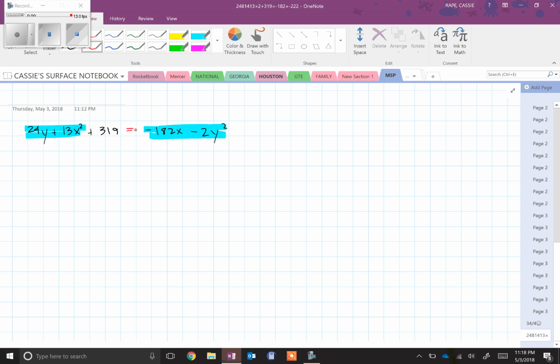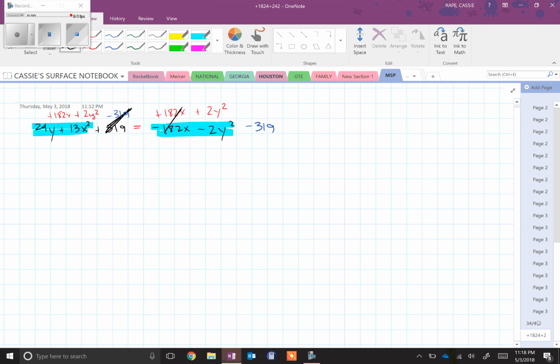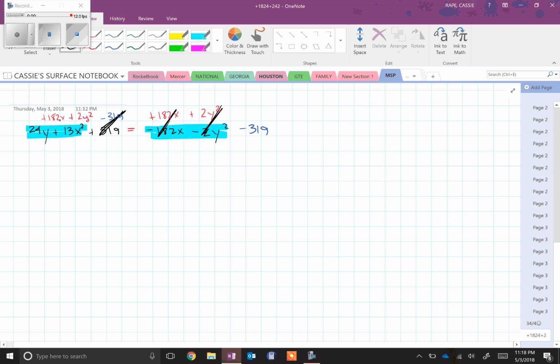So I'm going to add 182x and add 2y squared to this side, like so. And I'm going to subtract 319 from the right-hand side. That means those cancel, cancel, cancel. What I've got here is an x squared, a y, and a y squared.